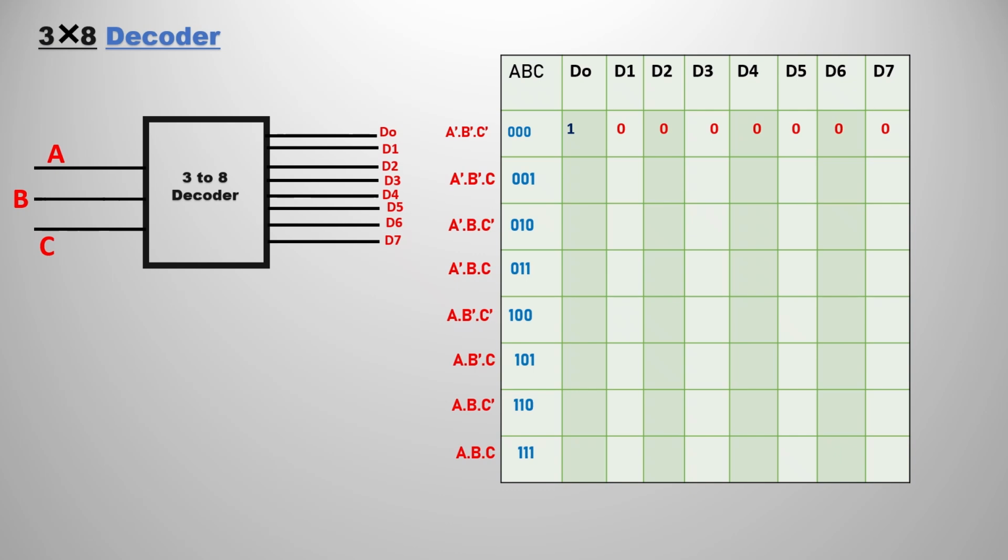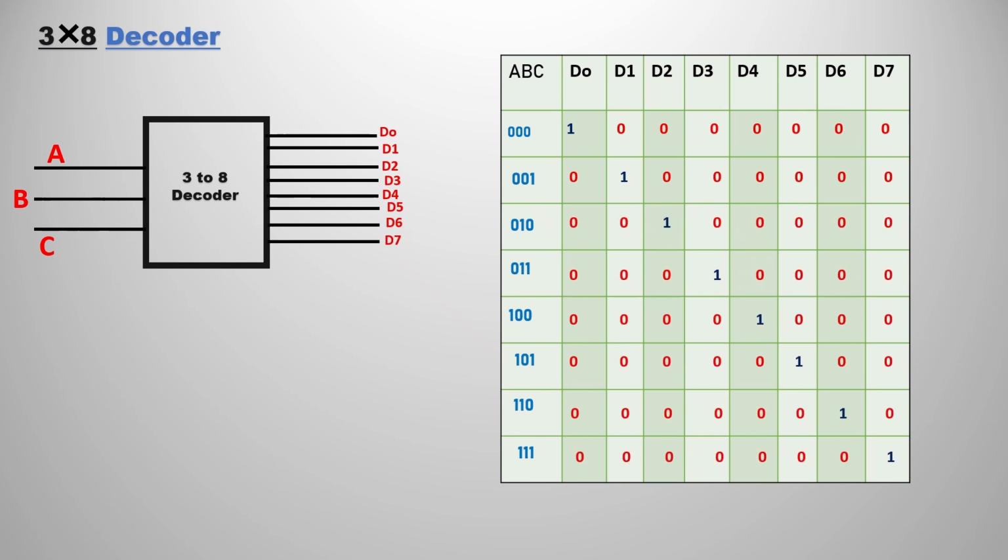So for the first row, A, B, C is 0 0 0. If you take all three variables as 0, then you are going to select D0. All the remaining outputs would be 0, and under D0 you are going to represent 1. The next one: if you pass the variables A, B, C as 0 0 1, then the selected line would be D1. The output 1 is under D1, and the remaining are all zeros except under D1.